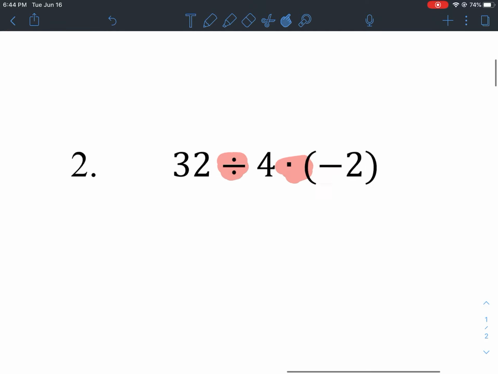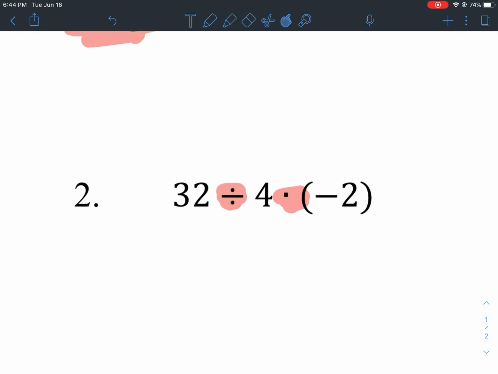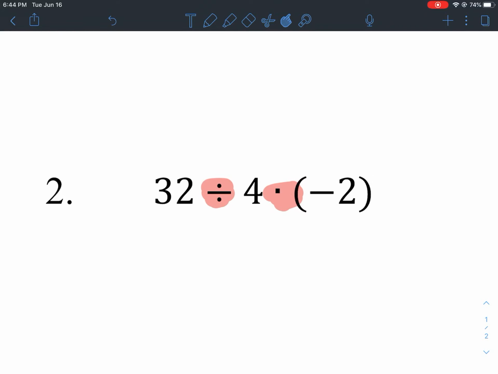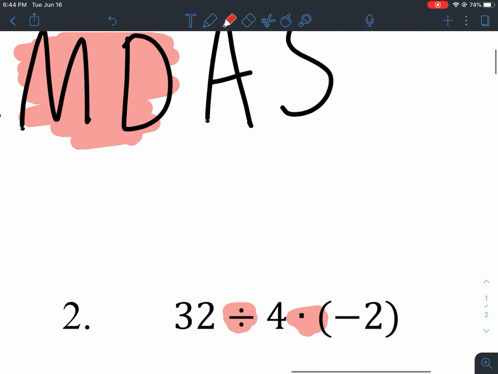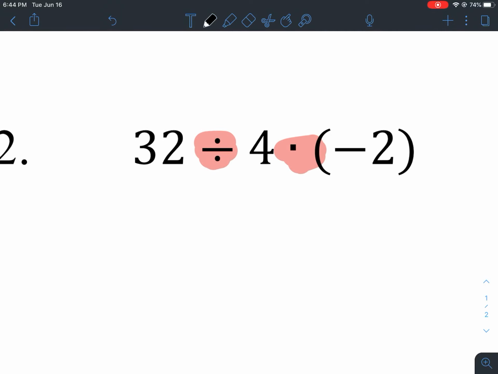In the order of operations, division and multiplication hold the same spot. You don't do multiplication before division just because the M comes before the D. What you do is, when you have multiplication and division, those are equivalent. When you have addition and subtraction, those are equivalent. So what we're going to do, since we just have multiplication and division, we're going to work from left to right.